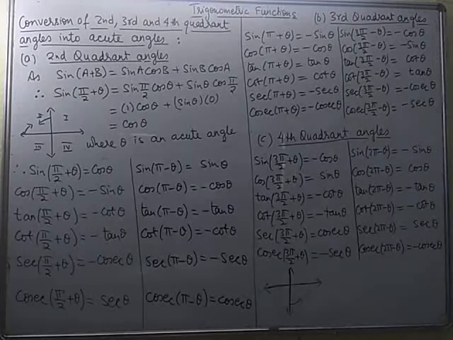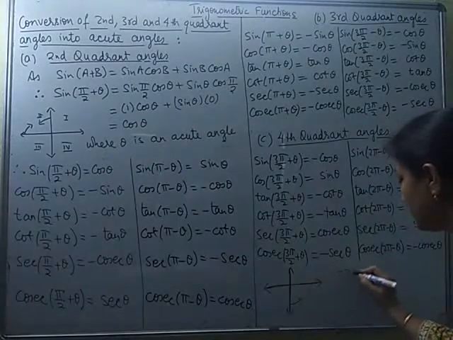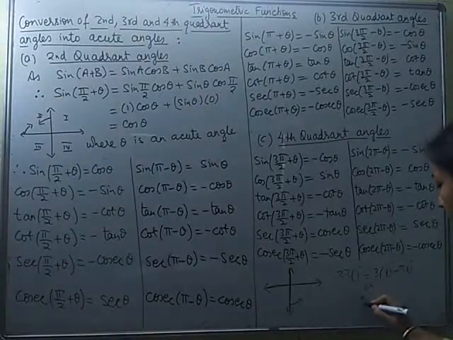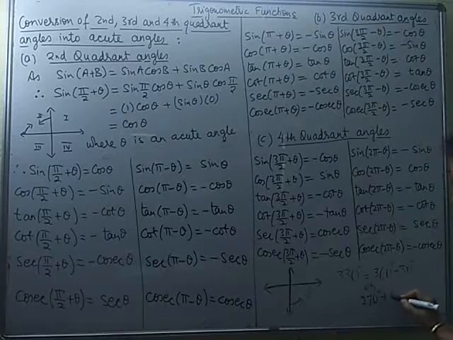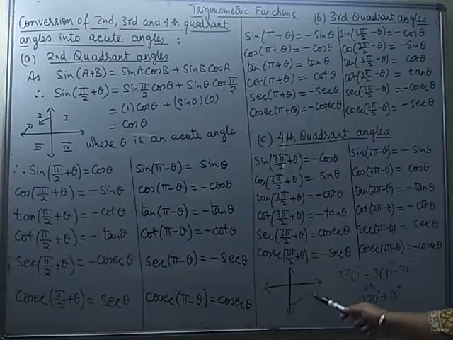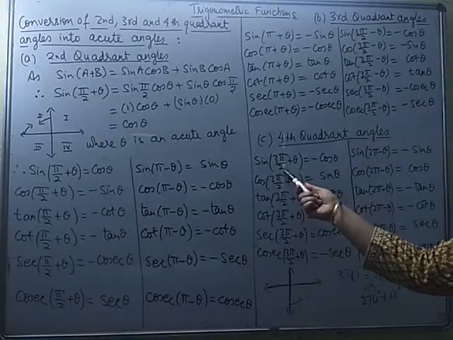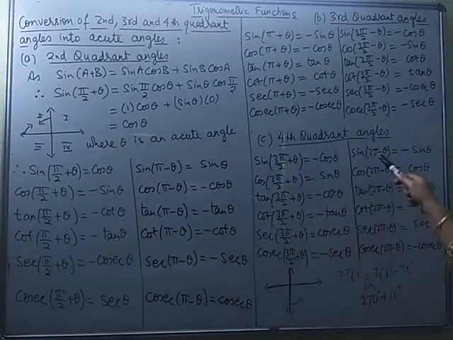Okay, let me take an example of an angle in the fourth quadrant. Say there is an angle 330 degrees. How can you write 330 degrees? It can be 360 minus 30, or it can be 270 plus 60. Got it? So for a fourth quadrant angle, you can write either 3 pi by 2 plus theta, or 2 pi minus theta.